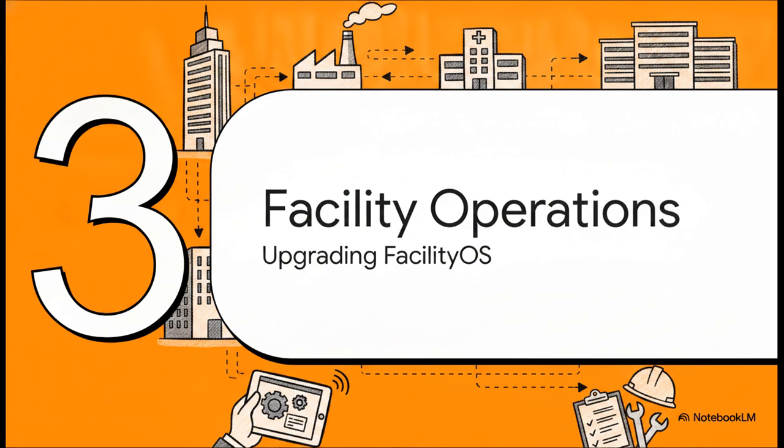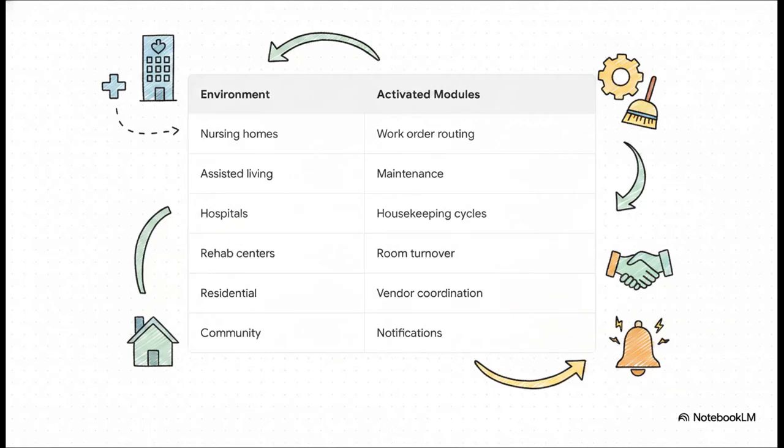All right, Section 3, Facility and Property Operations, upgrading with Facility OS. Let's shift our focus to the physical environments this infrastructure actually supports and exactly how it upgrades daily operations on the ground. This is where you see the brilliant adaptability of Cohandy's Facility OS and Property OS in action.